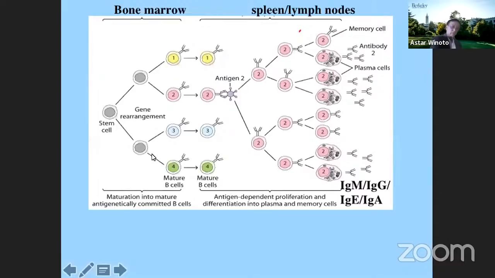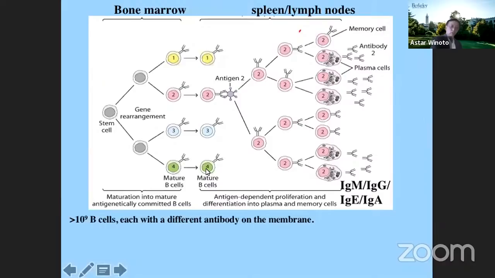B cells develop in the bone marrow. They start from a stem cell, and they undergo so-called gene rearrangement, which I will explain later. They develop into individual B cells, and these B cells then migrate to the spleen and lymph nodes.